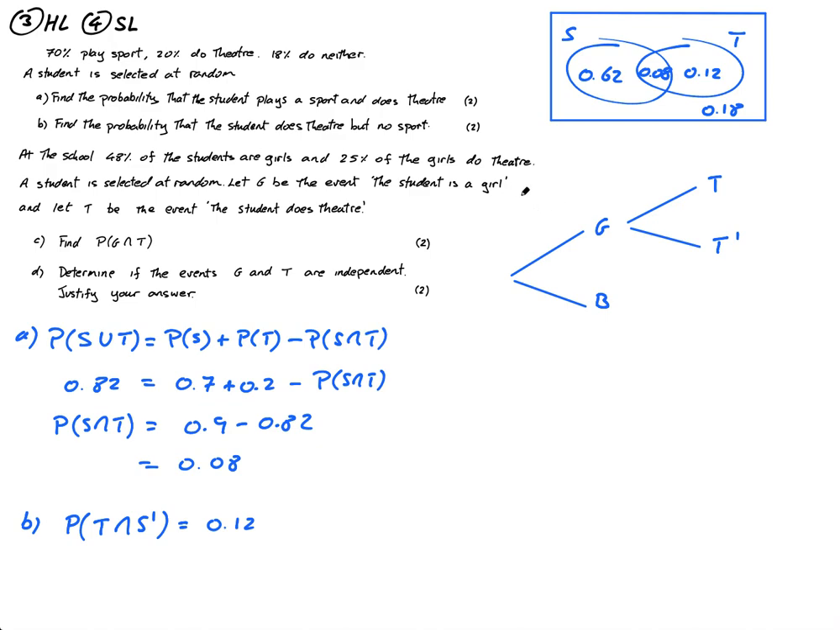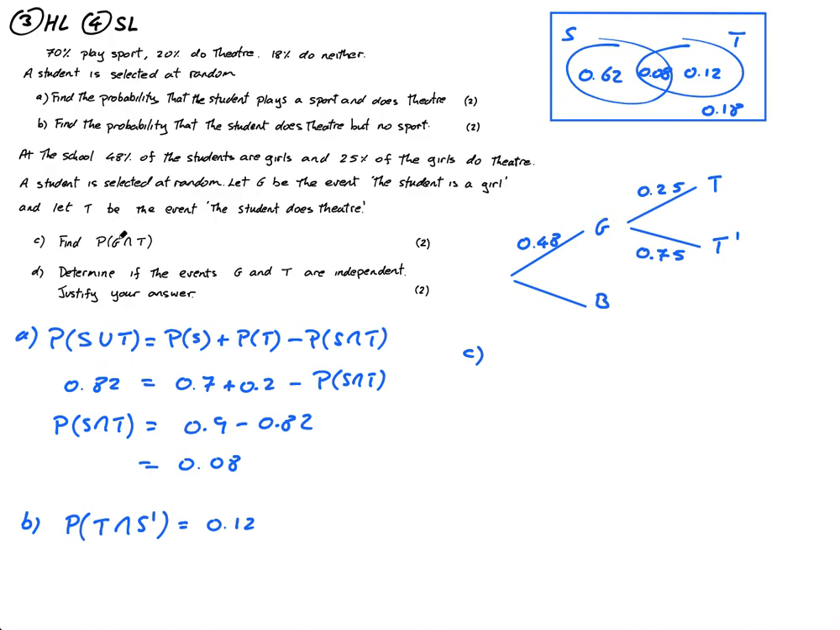Girl, the probability that the student is a girl is 0.48. Of the girls, 25% do theater. So that's 0.25. Of the girls that don't do theater, this has to be 0.75. Okay, so part C. I have this, my tree diagram done. I'm not going to fill out the rest just because it's focusing on girls and theater.